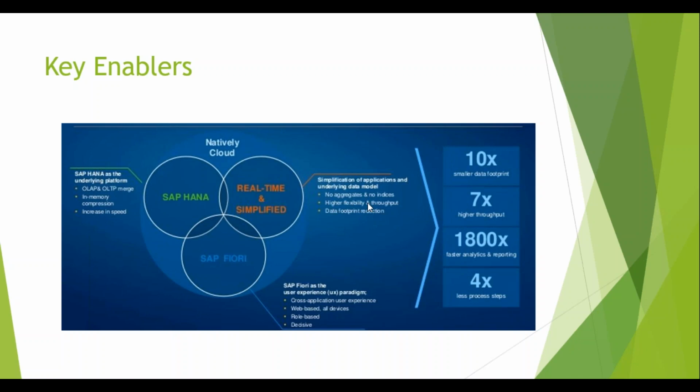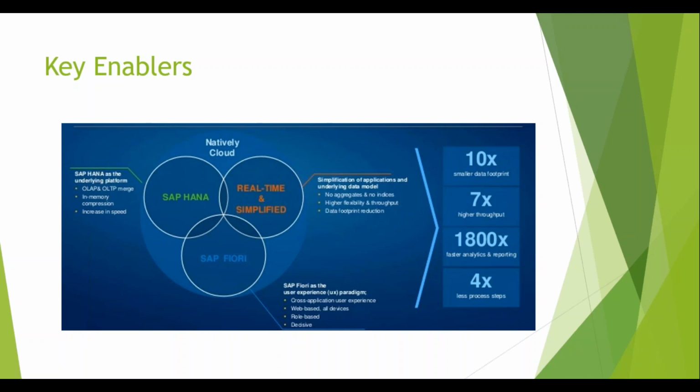Ultimately, these are just rough figures: 10 times smaller data footprint. These are SAP's figures which they got from the companies where they performed the pilot implementations. So 10 times smaller data footprint means if you were using 10 GB till now, if you implement SAP HANA or SAP S4HANA, it will come down to 1 GB.